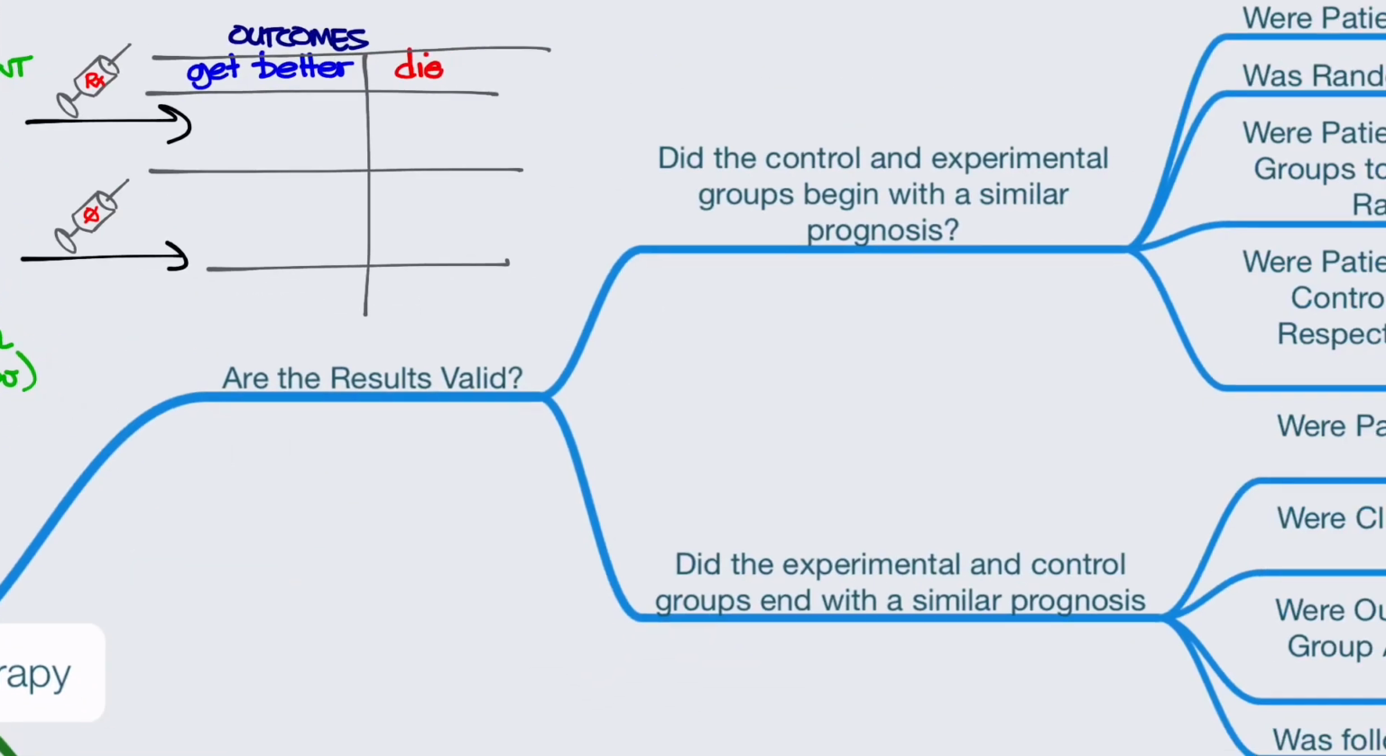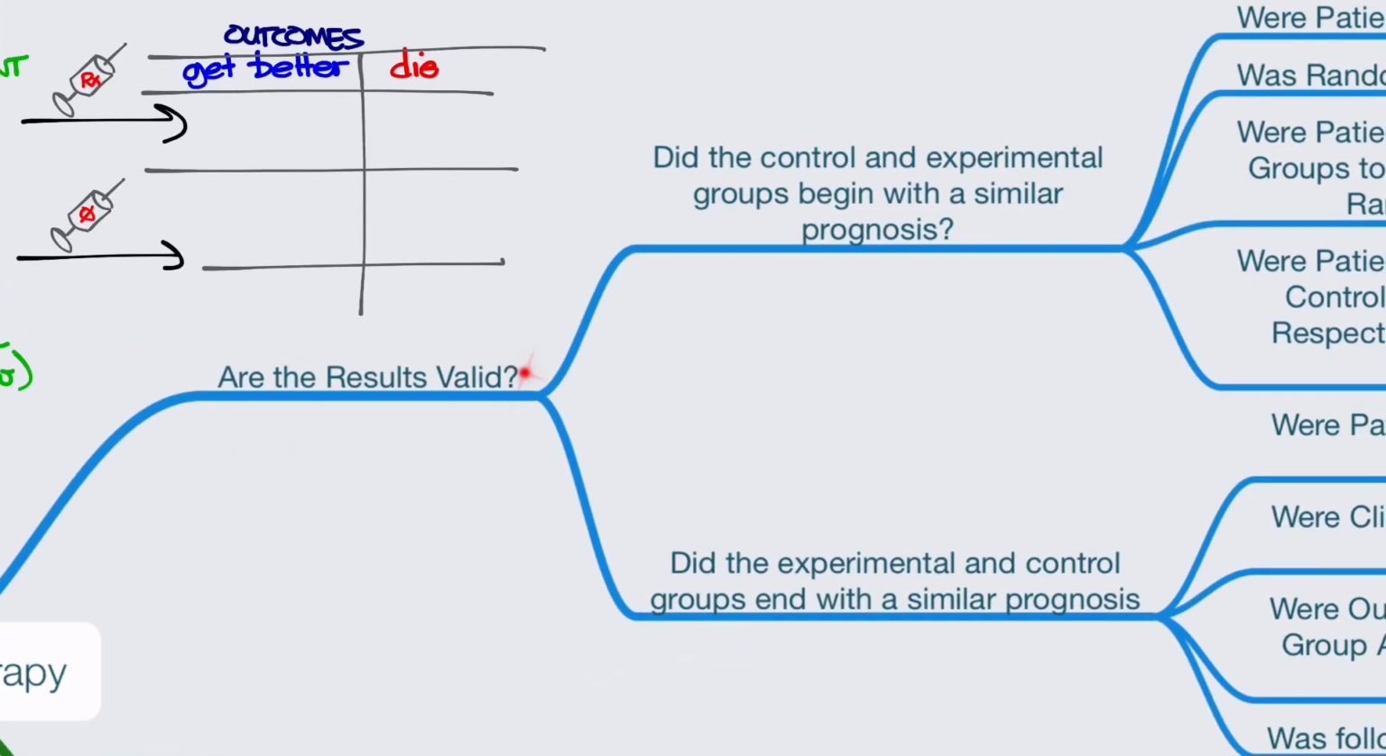So the first question we're going to ask is, are the results valid? And there are really two main questions we want to ask. Did the control group and the experimental group start out with the same prognosis, meaning were they both similar in everything that matters? Were they both equally sick? Were they both equally as old? And at the end, were they both similar, except, of course, in the thing that we're measuring? First let's take a look at this first one. Did they start out the same?